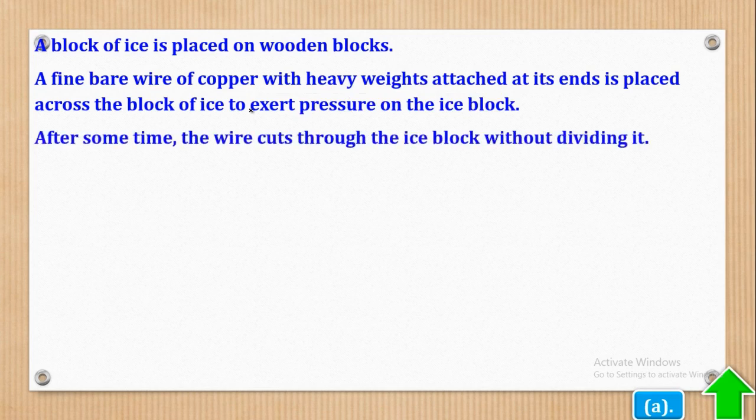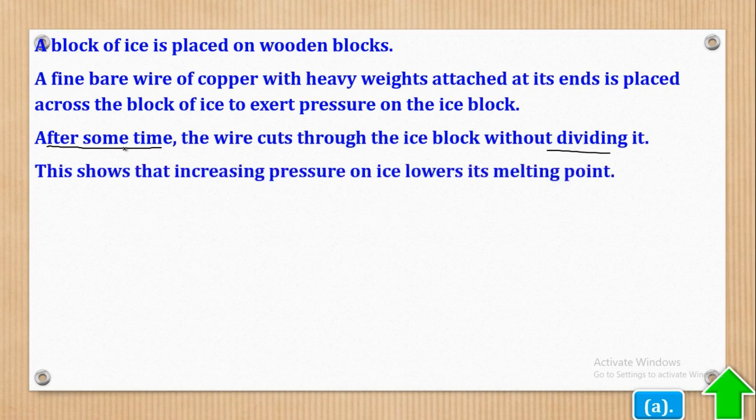What about the observation? The observation is that after some time, the wire cuts through the ice block without dividing it. So that is what you observe. Then after that, with that observation, what will be the conclusion? So the conclusion is that this shows that increasing pressure on ice lowers its melting point. So that was Roman 2. Now we shall go to Roman 3.